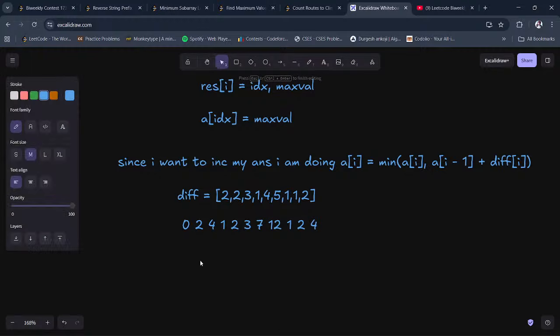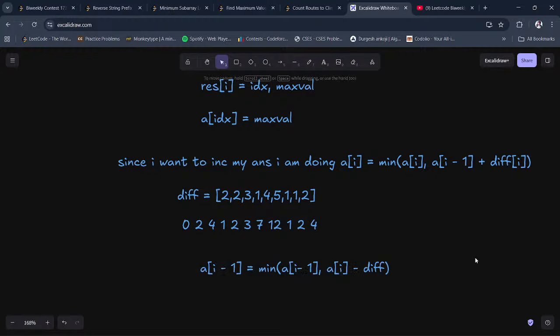So a of I minus 1 should be the minimum of a of I minus 1, comma, a of I plus difference, I mean minus difference, right? Why am I performing minus? To decrement the values. I told you, if I want to decrement the value, I'll perform minus. If I want to increment the value, I perform addition. Why are we performing addition? To increase the value. Why are we performing minus difference? To decrease the value. So this makes sense.